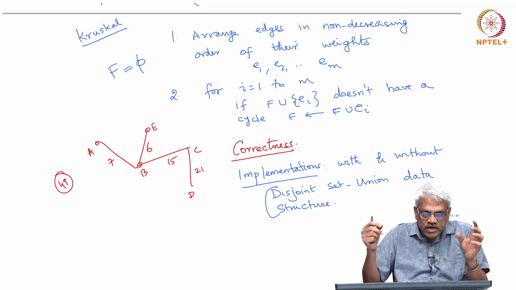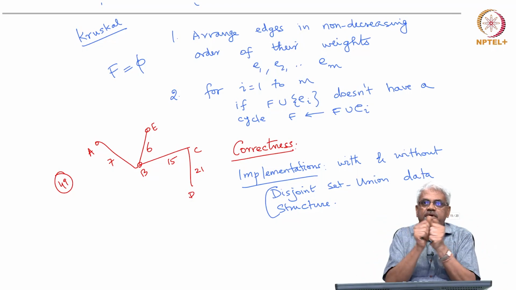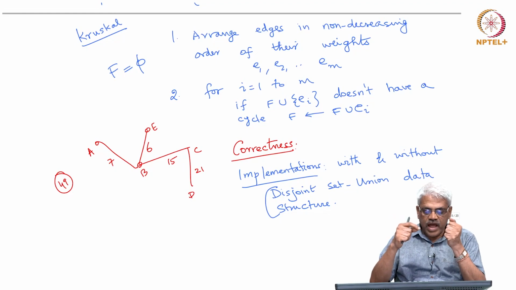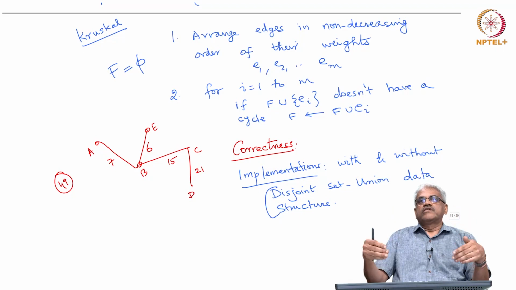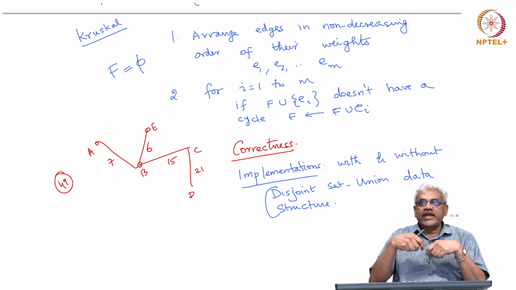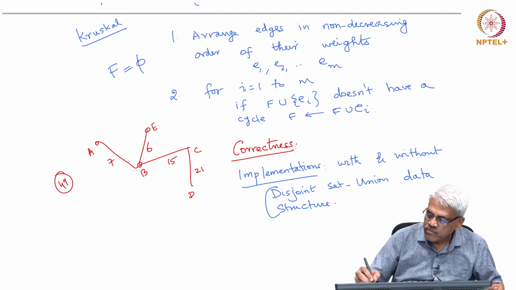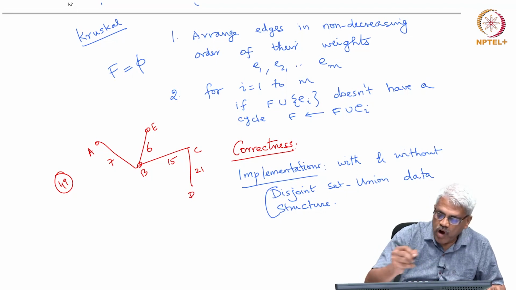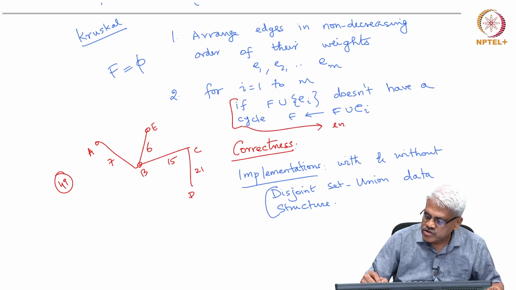Right. Initially, I started, every vertex is a singleton. The moment I add B and E they get connected to one component. Then I add A and it got connected to one component, and so I am doing unions. Find whether the endpoints are in different components. That's what this means. How do I check whether the endpoints of e_i are in different components of F?